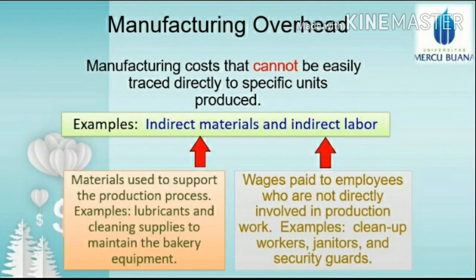And manufacturing overhead. What is manufacturing overhead? Manufacturing overhead that cannot be easily traced directly to specific units of product. Example, indirect materials and indirect labor. Indirect materials are used to support the production process. Example, lubricants and cleaning supplies to maintain the bakery equipment.